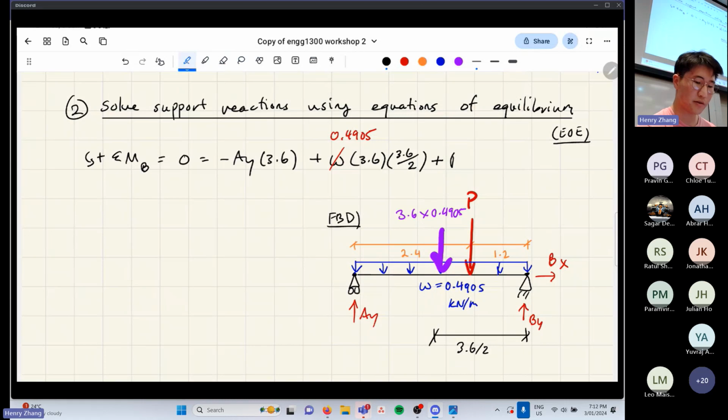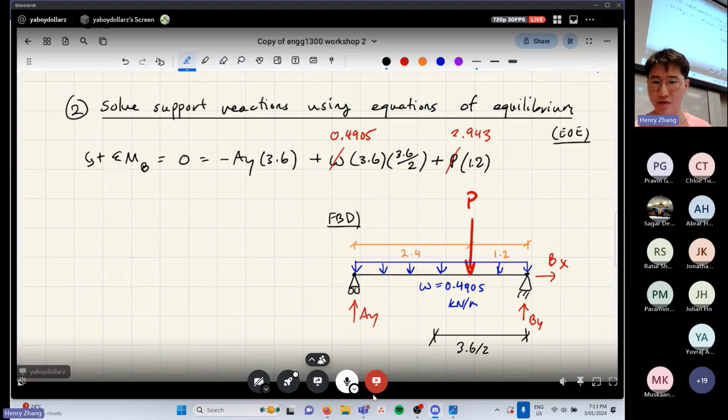Okay, next we're going to do our point load, right? Similar thinking. What we're going to do is multiply by the lever arm, right? And that's just this part here. So lever arm's 1.2. It's going to be a positive moment because there's a downwards force and we're taking it about point B. P was 2.943. So I'm going to delete this a little bit.